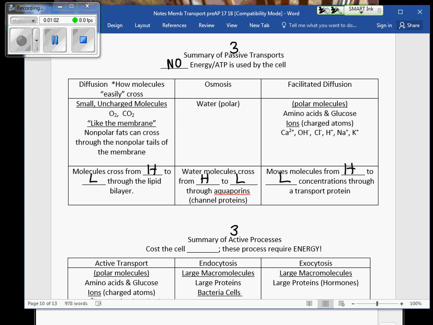Remember that diffusion is how molecules cross if they can easily cross the membrane. And that's the case if they're small, they're uncharged, or they're nonpolar, like the tails. Water can move from high to low, but it's going to have to go through a channel protein called an aquaporin because water is polar. Other polar molecules, when they cross, we don't call it osmosis, we say that facilitated diffusion is occurring. Also, ions will have a charge on them, so they have to cross through transport proteins as well.